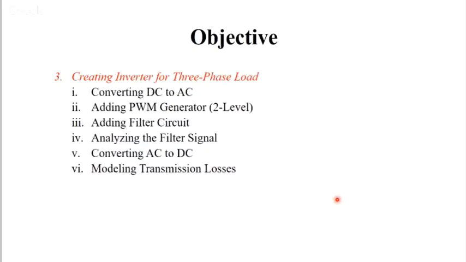In the third part, we create an inverter for a three-phase load, in which we convert DC to AC. Then we add a PWM generator to provide gate pulses to our inverter. Then we add a filter circuit to the inverter circuit and analyze it, meaning we see what harmonics are present in our signals. Then we make rectifiers, and see how we can model the transmission line losses present in our lines, and how we connect these transmission line losses to our circuit.